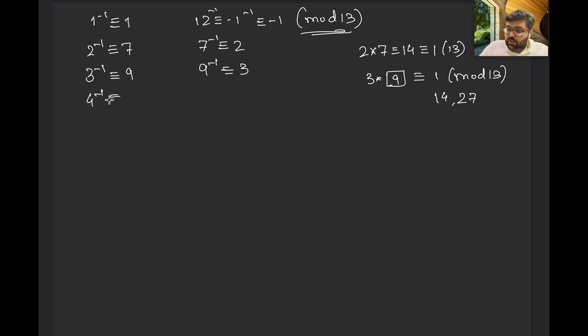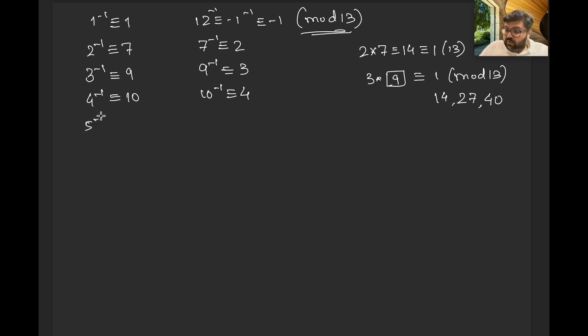4 inverse. Again, 4 into what gives us 1 modulo 13? 1 modulo 13 means 14, but 14 is not a multiple of 4. 27 is not there. So 13 into 3 is 39, plus 1 is 40. Yes, 4 into 10 is 40. So 10 is the inverse of 4, the inverse of 10 is 4, and the inverse of 4 is 10.